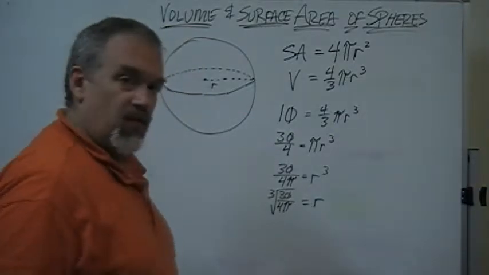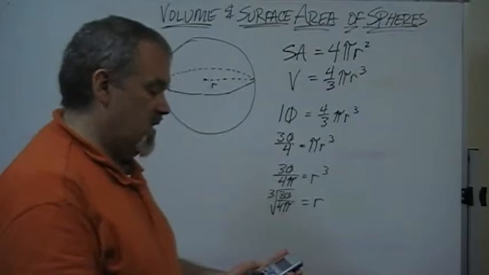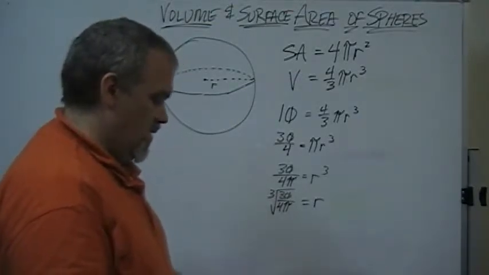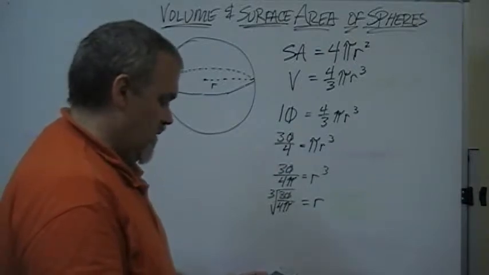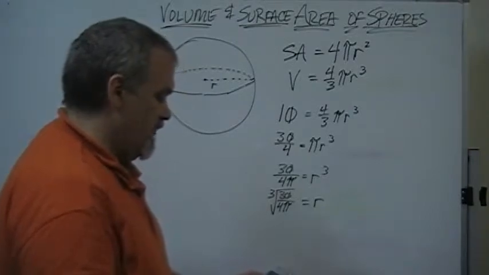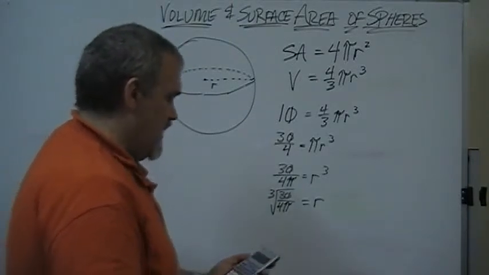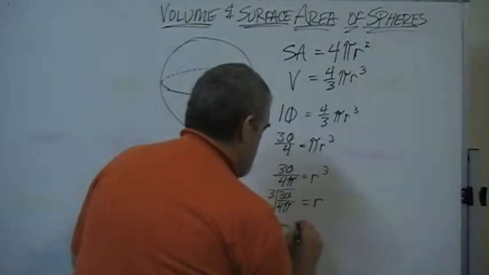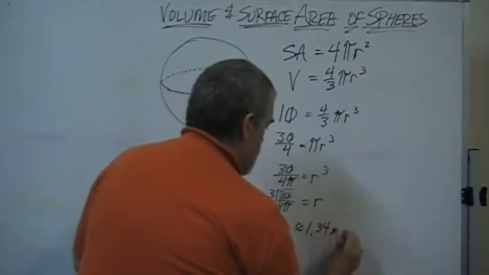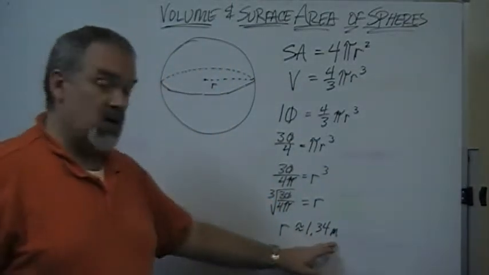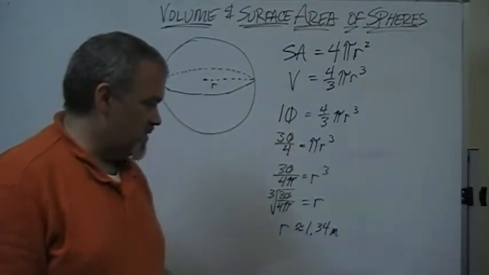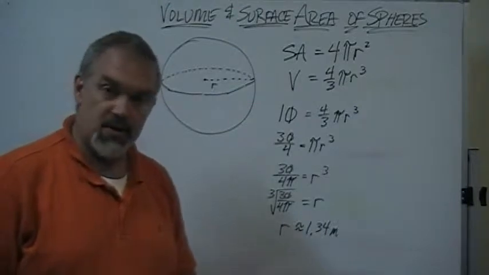But if we wanted an approximation, again, with a calculator, we'd start with the third root, and we want 30 divided by 4 pi, all under the radical, and we find out that r is approximately equal to 1.34 meters. Our radius, and again it's meters because we're just talking about the distance of our radius. R is approximately equal to 1.34 meters.